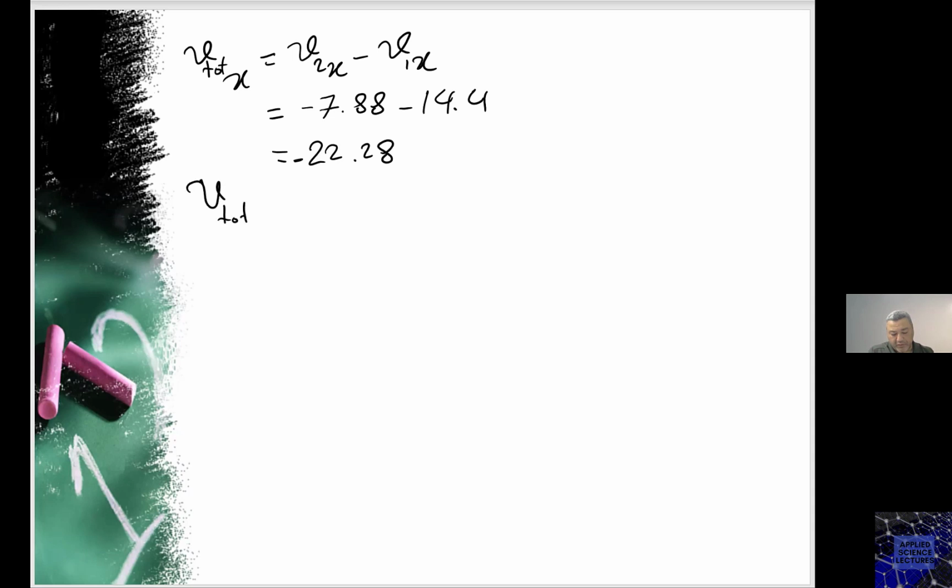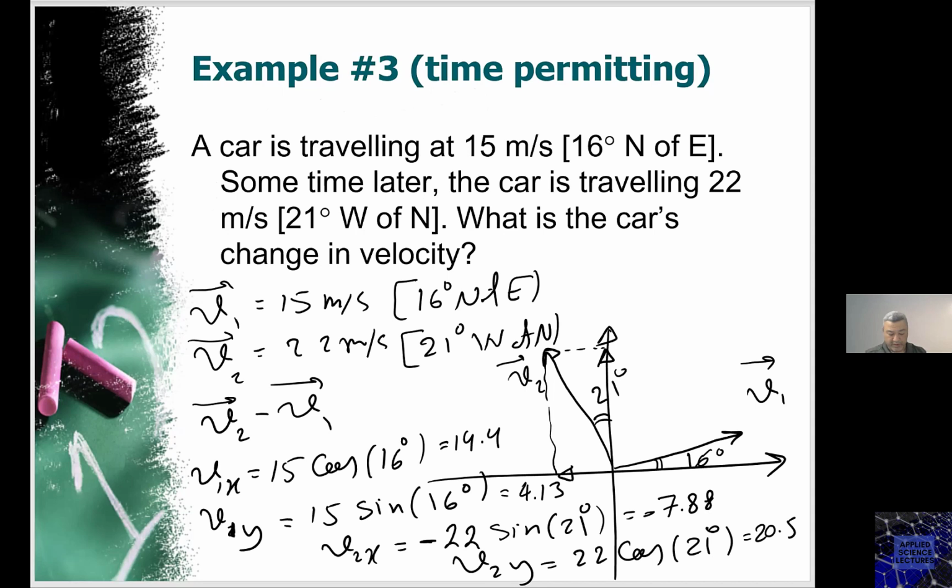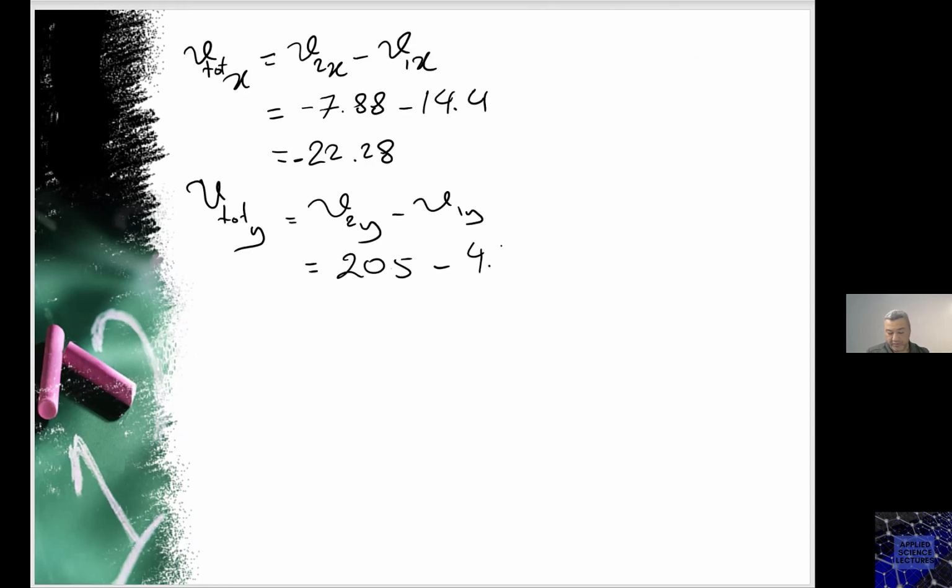V tot y, which is V2y minus V1y. What is V2y? 20.5. What is V1y? 4.13. So V tot y is 16.37. So I got the x tot, I got the y tot.